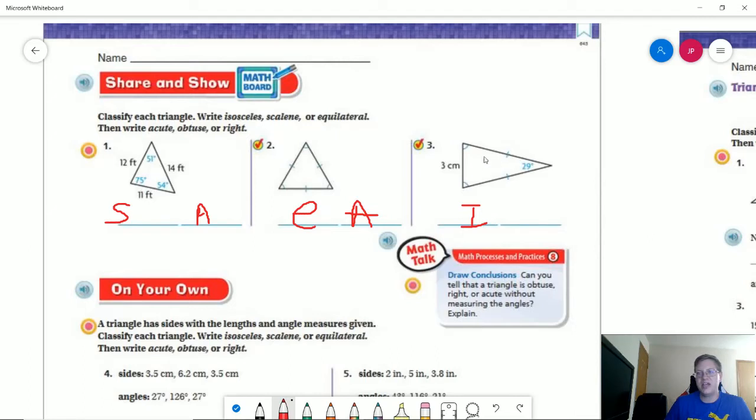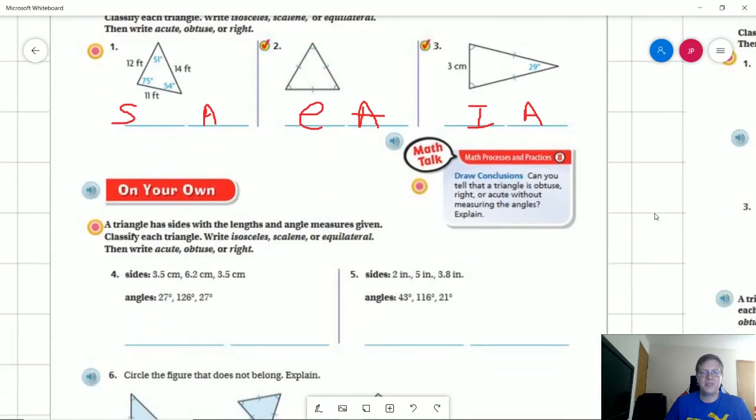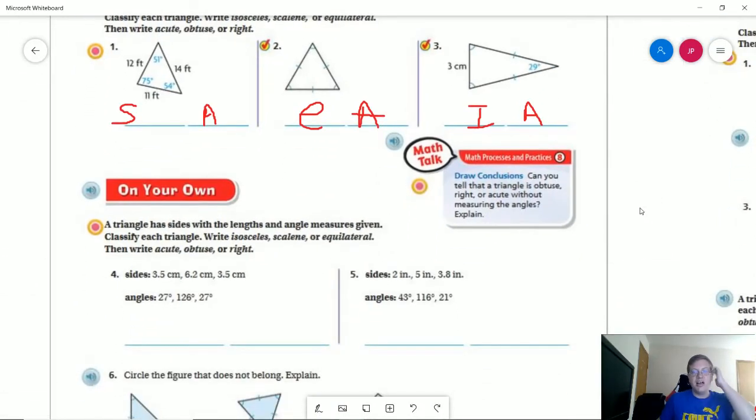So inside we should have a total of 180. That means neither one of these can be 90 degrees or larger. That means we are going to have an acute triangle for that purpose.